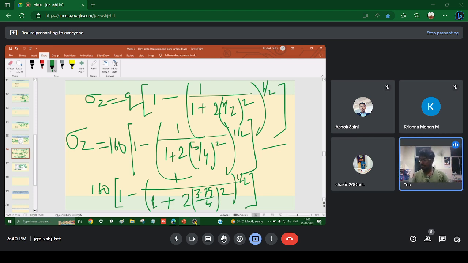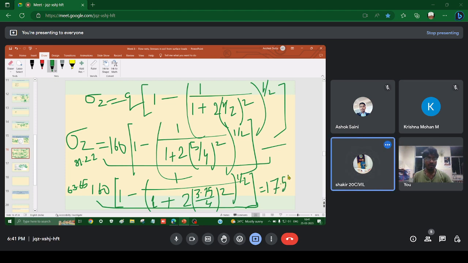You do it correctly. I'm getting 17.57. Sir, what is the answer? 17.57 is the answer. Those who have not got it, please check once again. The first part will be 81.22, and the second part will be 63.65, rounded off to two decimal places. And the answer will be 17.57 kilonewton per meter square. Okay.